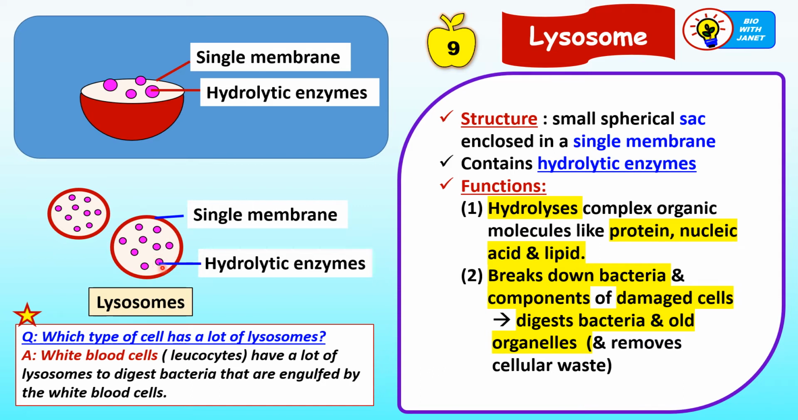And then inside you have the hydrolytic enzymes that help to hydrolyze or digest the organic molecules or bacteria or even damaged organelles. Now, sometimes the cell has damaged organelles. It needs to get rid of all these waste substances, these substances that are not needed. So the lysosomes will do their job to break down the damaged organelles and remove them from the cell.